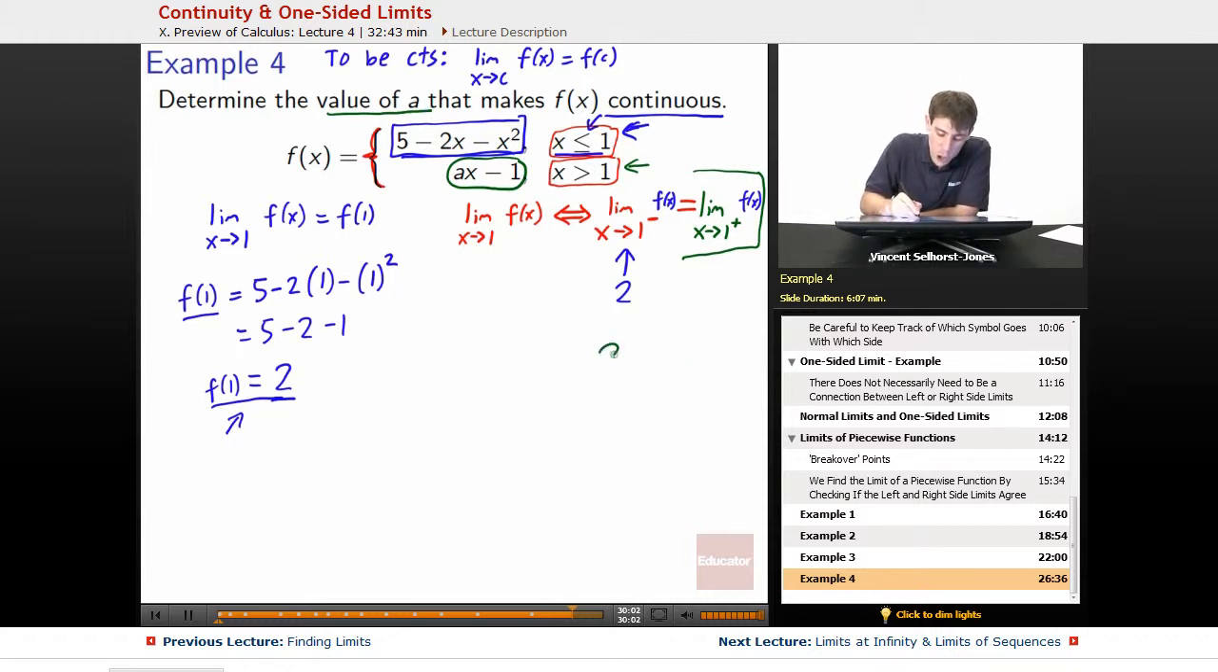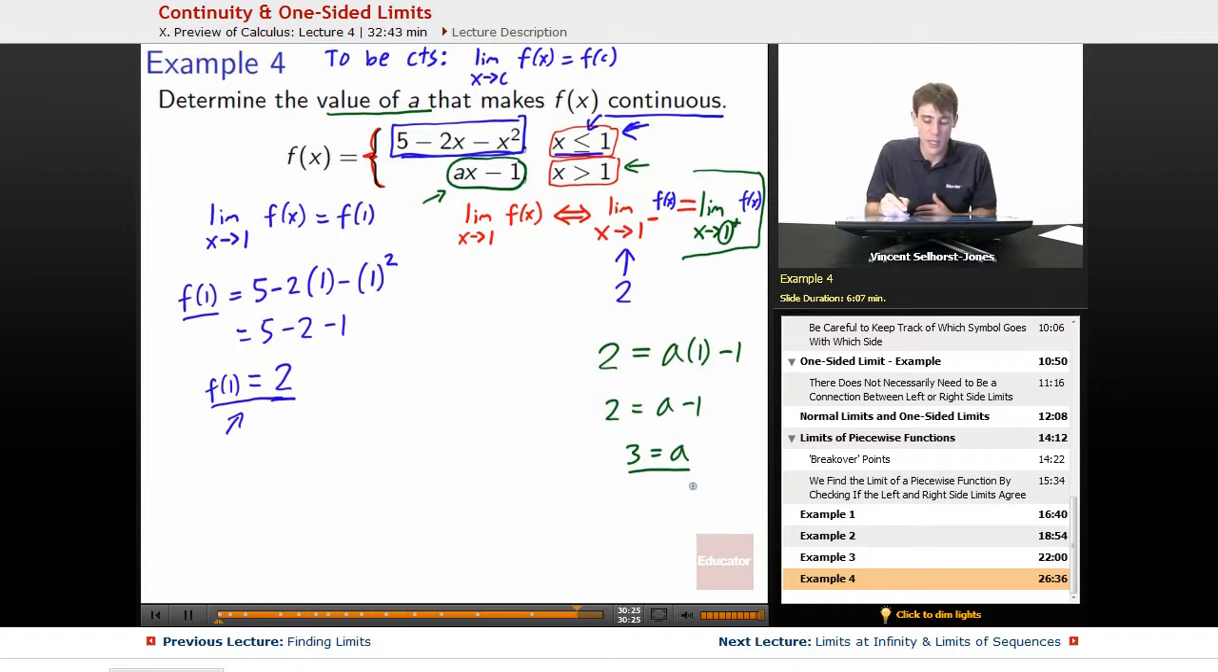So we know 2, because that's what the limit as x goes to 1 from the negative side has to be equal to ax minus 1. Ax minus 1, what x are we going to? We're going to 1 from the positive side, so we just use ax minus 1. So we plug in 1 for our x. Start working that out. We've got 2 equals a minus 1. We add 1 to both sides. We have 3 equals a. So 3 must be equal to a.